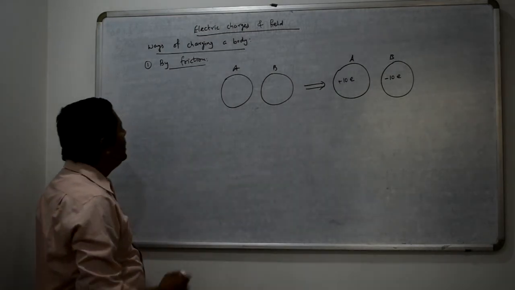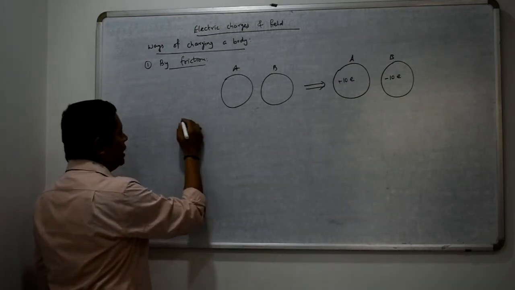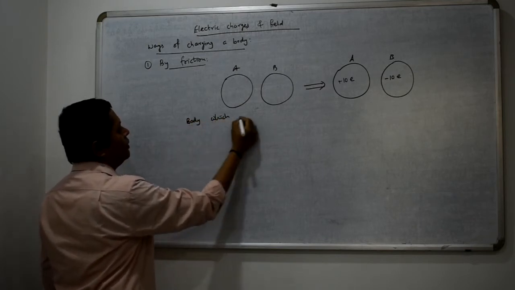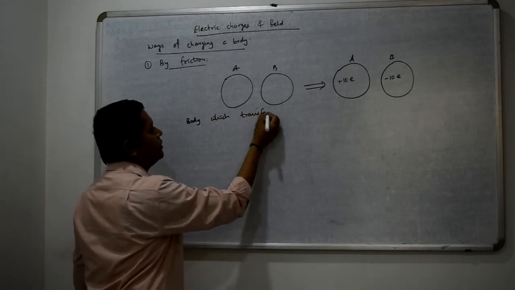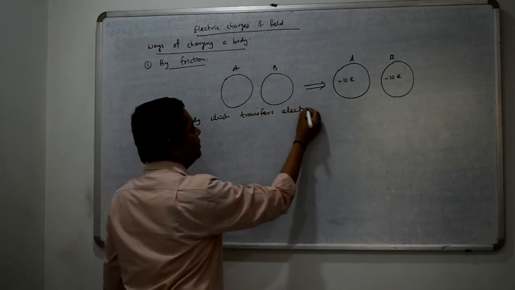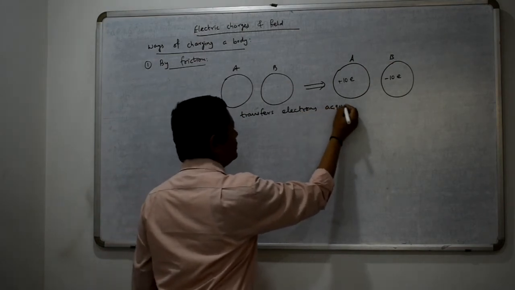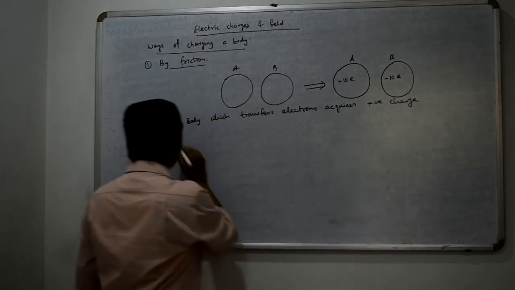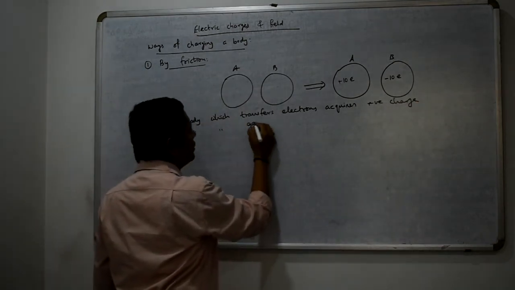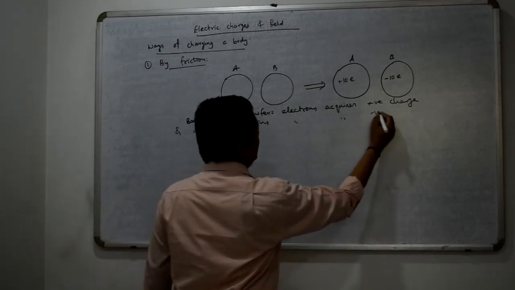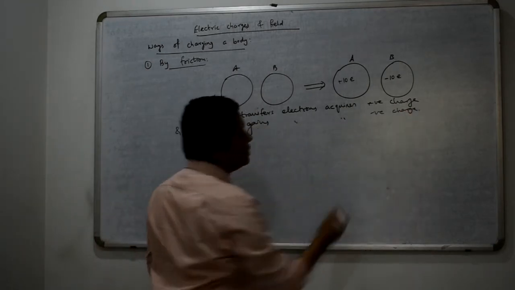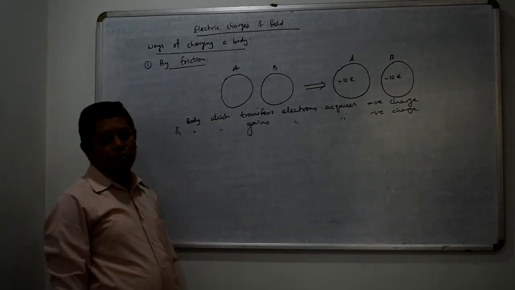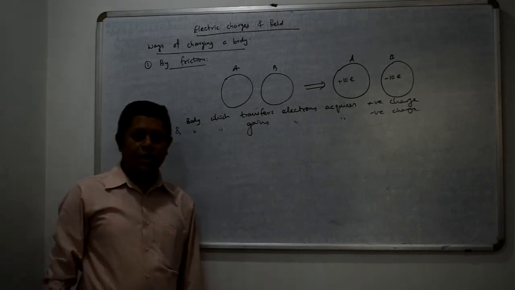So you can see here that the body which transfers electrons acquires positive charge, and the body which gains electrons acquires negative charge. This way, by transfer of electrons, both bodies become charged.